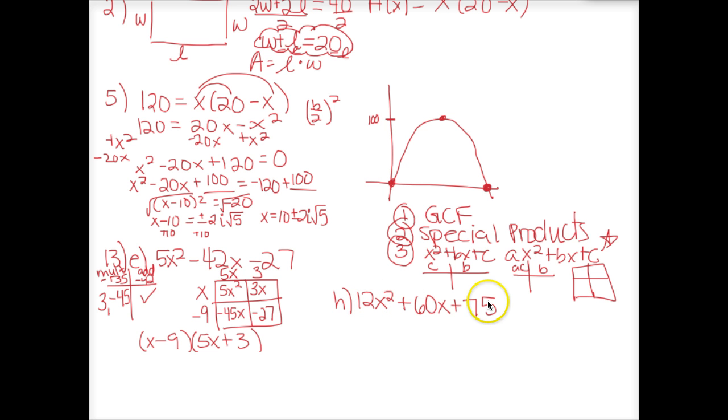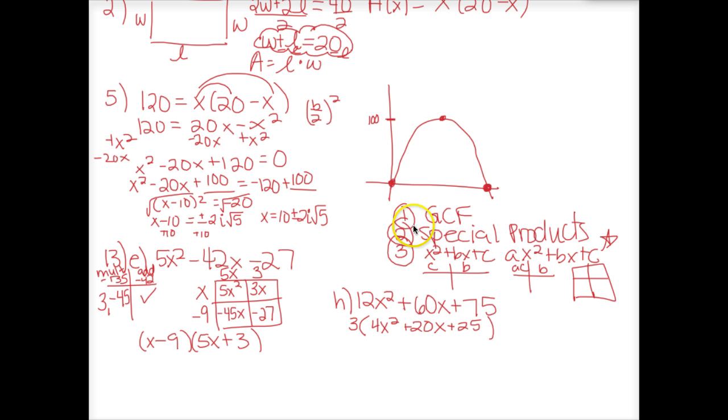So all three of these terms are divisible by 3, so I pull the 3 out. 3 times 4x squared is what would give me back 12x squared. 60x divided by 3 is 20x, so that's what goes here. 75 divided by 3 is 25. So when I pull out my GCF of 3, I'm left with this.